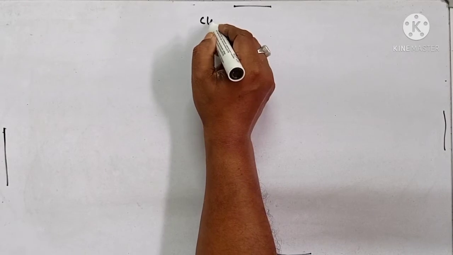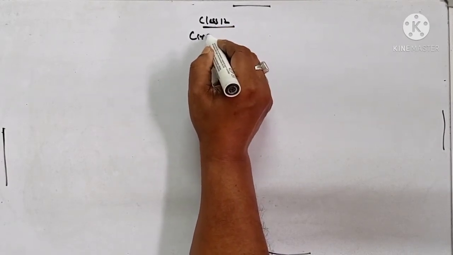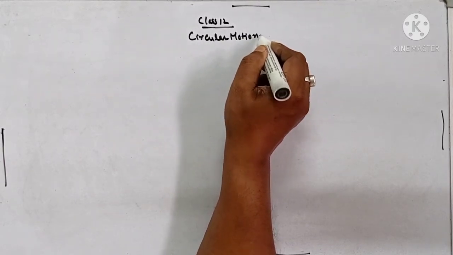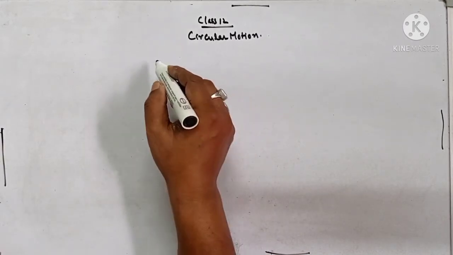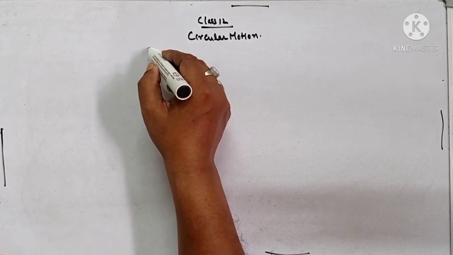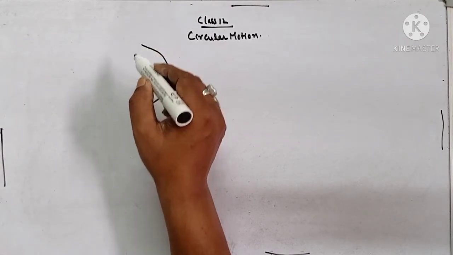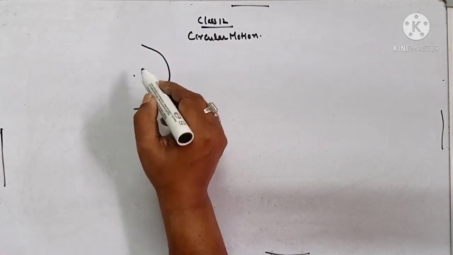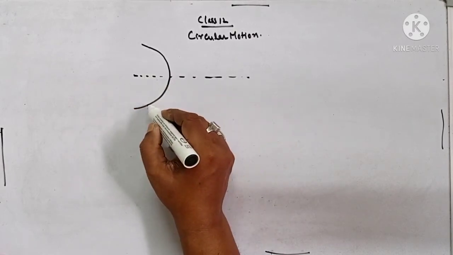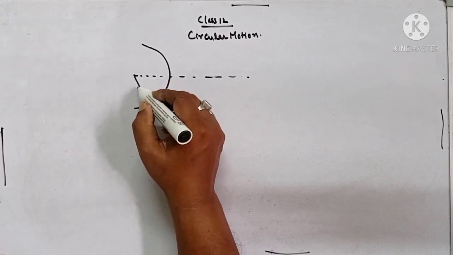Class 12 physics, this is circular motion. Let a body be moving with uniform circular motion. So here, this is the center. Now, this is your center. First at point P, and this is your origin.